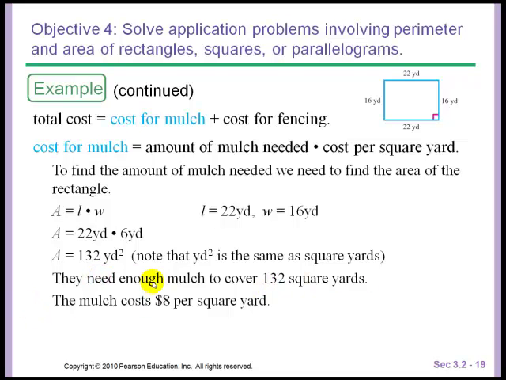The mulch costs $8 per square yard, so every square yard is going to cost $8. To find the total cost, you're going to multiply 132 times 8, and that will be $1,056. So the cost for the mulch will be $1,056.